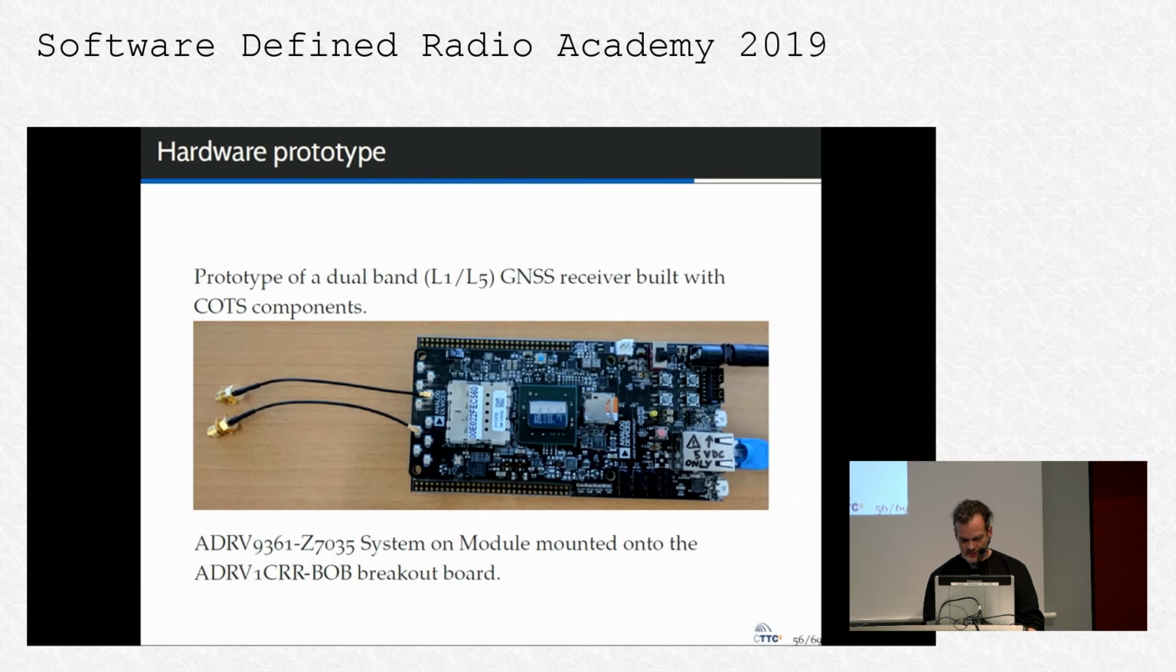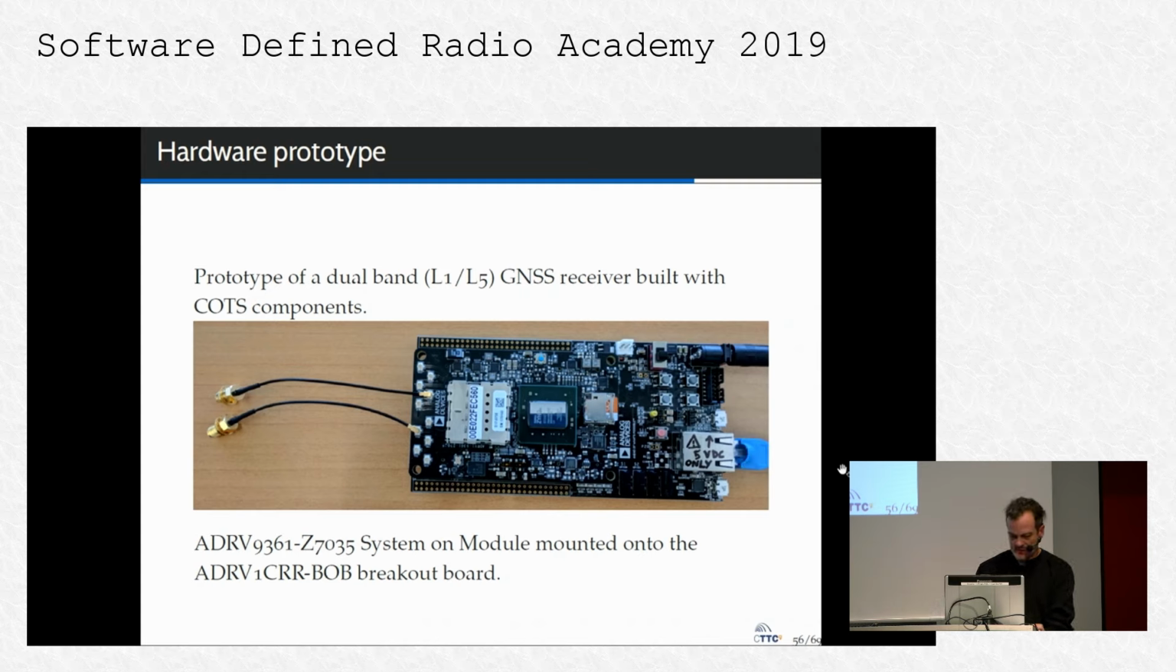This is the picture of the whole thing. It is credit card size, in which here you have the radio frequency front end, and here you have the processor. So in a very, very small device, you have everything. You can plug the antenna here, and you can get your position here in an Ethernet cable. So it's pretty small.